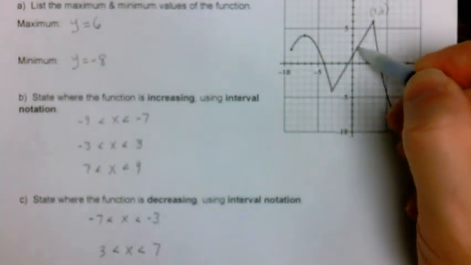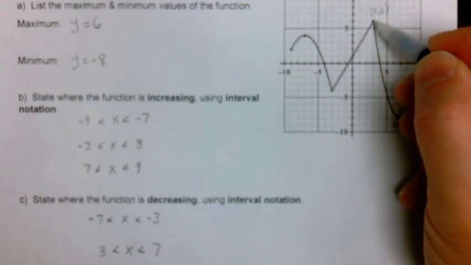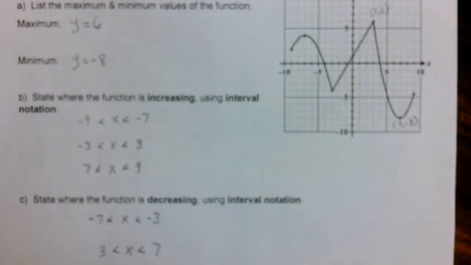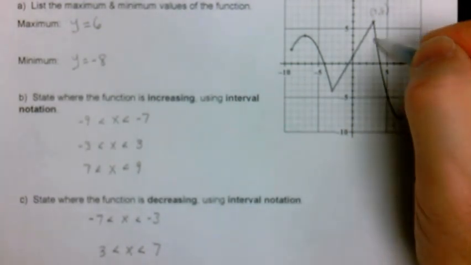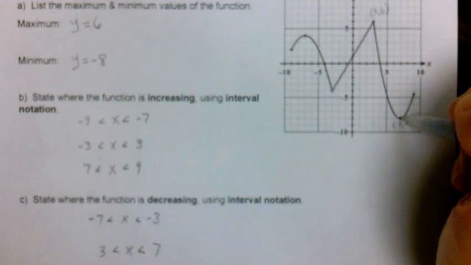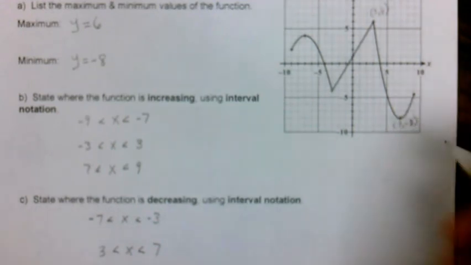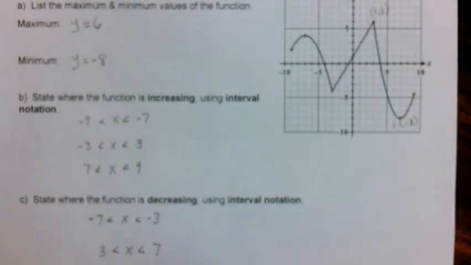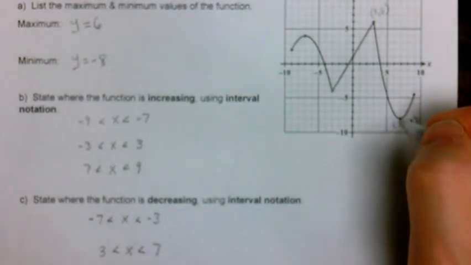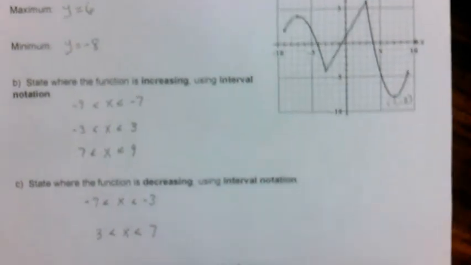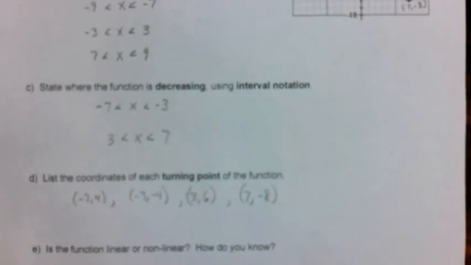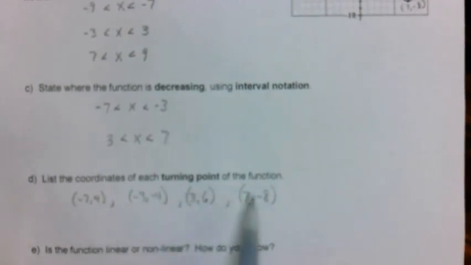It increases again until it reaches this maximum point, which we said before was 3 comma 6. That is the next turning point. And then it starts to decrease again until it reaches this point down here, which was our minimum, and that was at 7 comma negative 8. That's the fourth turning point, and then the graph reaches the end. Okay, so those are the 4 different turning points where the function changes direction.